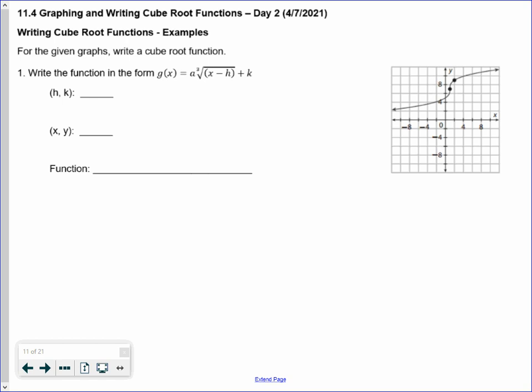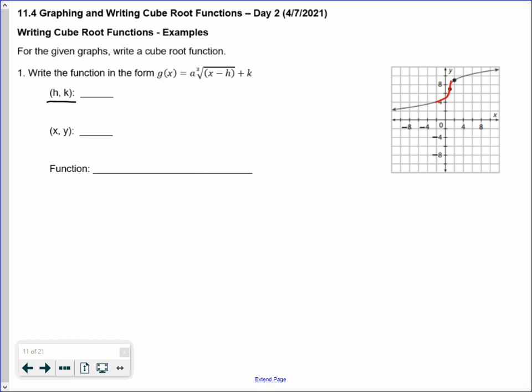On this problem here, we want to figure out what the function is going to be in the form g of x equals a times the cube root of x minus h plus k, when we're given this graph on the right. The first thing we should do is look for our hk value. Our hk value is going to be the point in the middle of where the graph starts to shift more vertically. When the graph starts to change shape, becomes a lot more steep and starts to shoot more upwards, like we see right here in the red, the middle point of that more vertical part of the graph is your hk point.